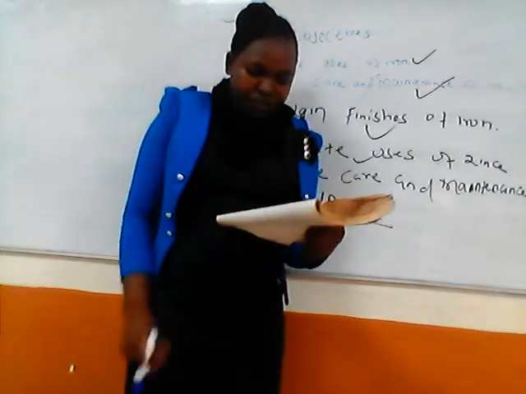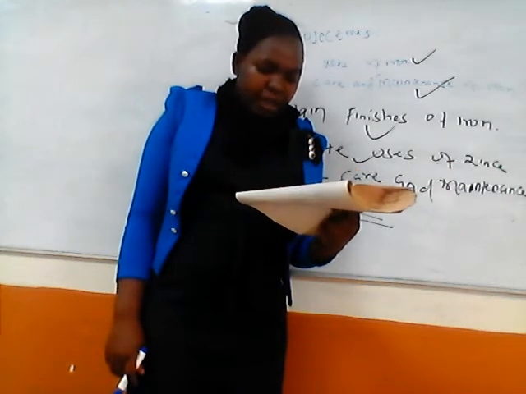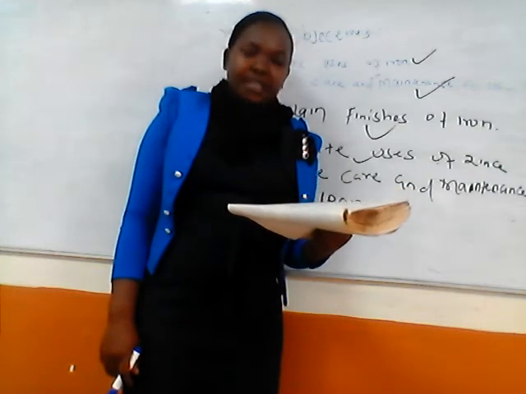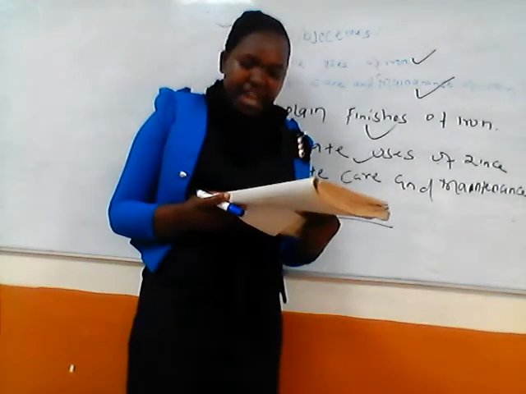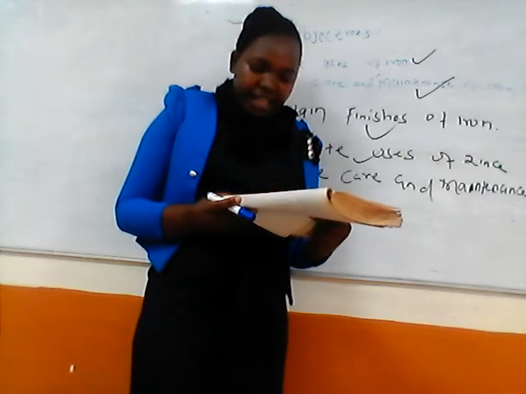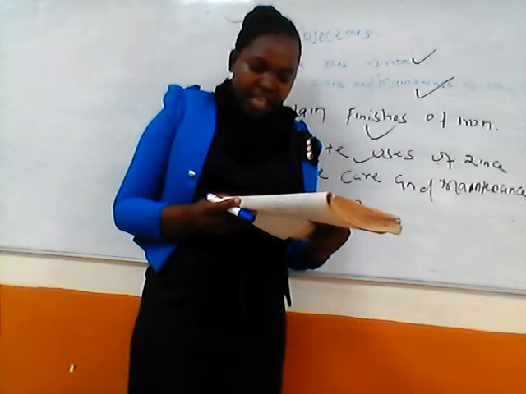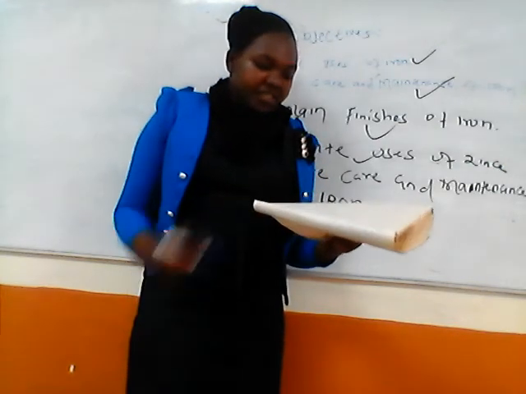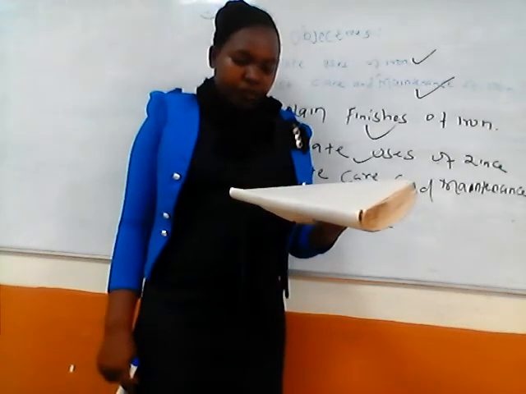Uses of zinc: it is used to cover and protect metals that corrode. Then there are qualities of zinc. It is very hard. It is gray in color. It does not tarnish. Then there is chromium. This is another type of material, which is chromium.